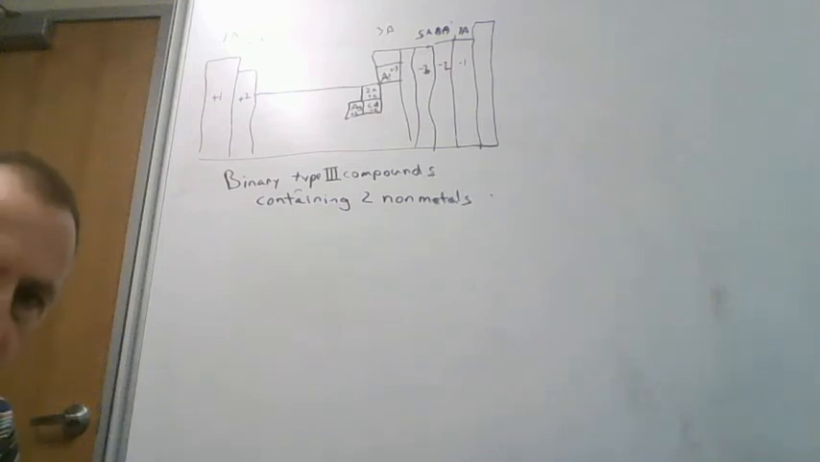The third type of binary compound that we're going to name are called type 3 binary compounds. Those are compounds that contain two nonmetals. Right, so we're not going to have something with a positive and negative charge because we have two nonmetals. So we don't have a cation and an anion. We have two nonmetals that are sharing electrons to get together.